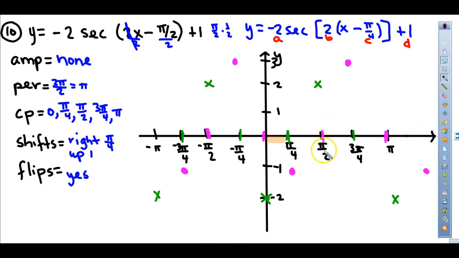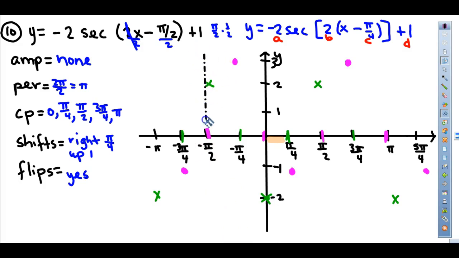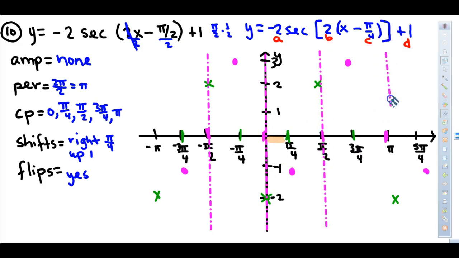One pi over 4, 2 pi over 4, 3 pi over 4, 4 pi over 4, 5 pi over 4. Got the hang of that yet? Of course you do. Okay. Alright, let me put my asymptotes in there. Okay, so I have an asymptote here. I have an asymptote here. I have an asymptote there. I have one there. If I follow that pattern, I know I'm going to have one there as well. Okay?